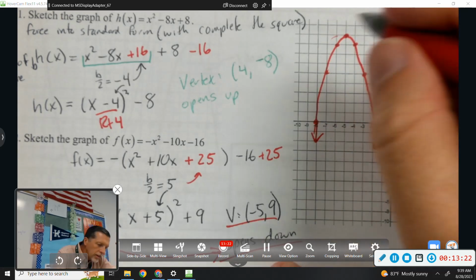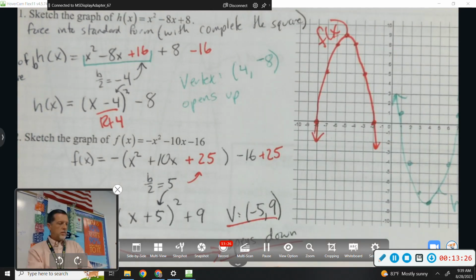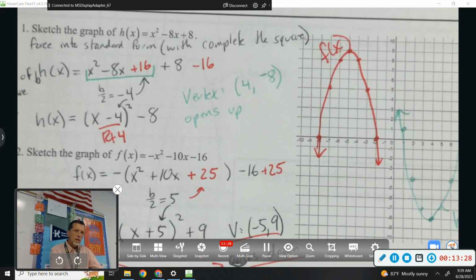And so there's my f of x. So I think the key thing on 1 and 2 is that complete the square. I hope the rest of it is pretty familiar stuff.